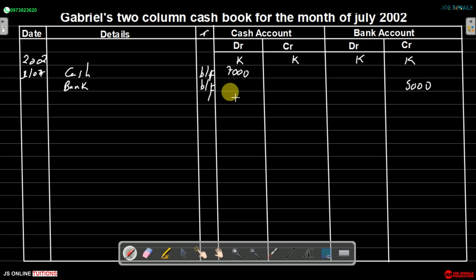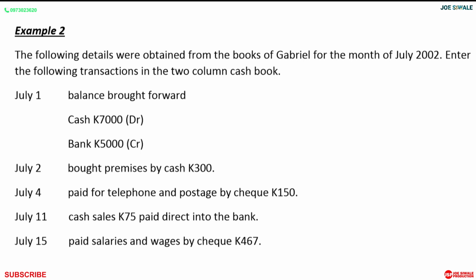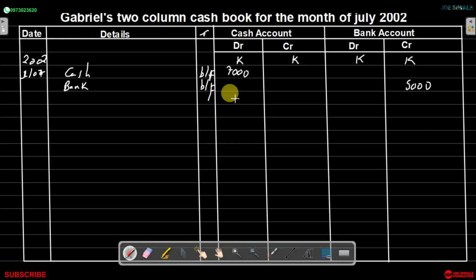Then on the 2nd of July, bought premises by cash amounting to 300 kwacha. So for this transaction, we're going to record it on the credit side of the cash book because money is going out of the business. So we have the 2nd of July. In our details column, we're going to say premises.